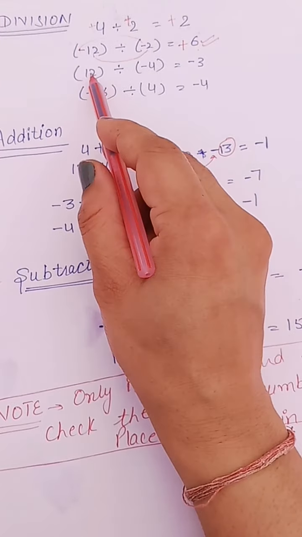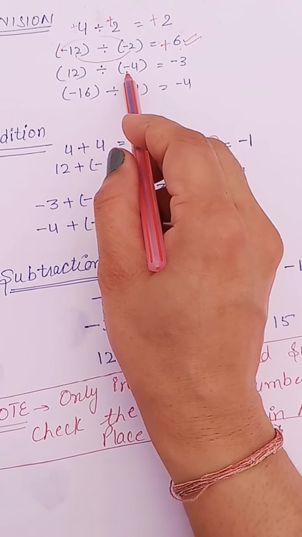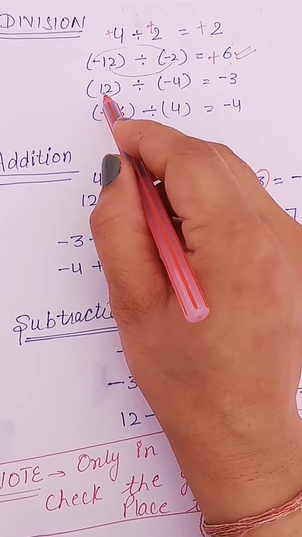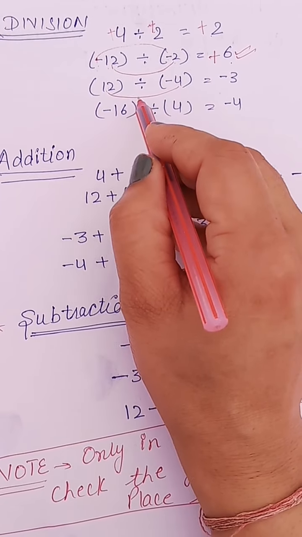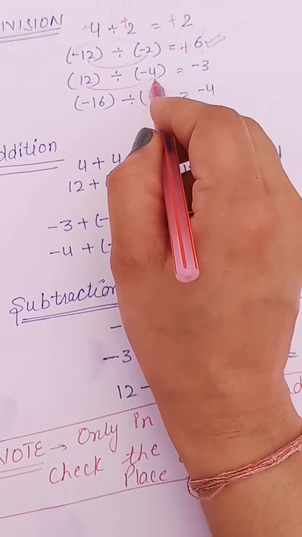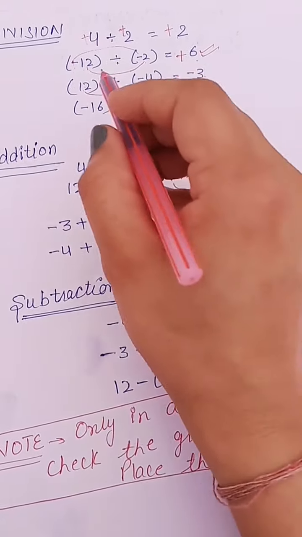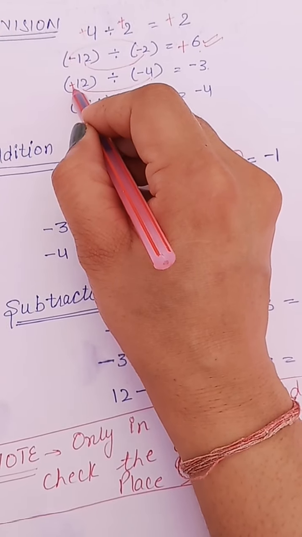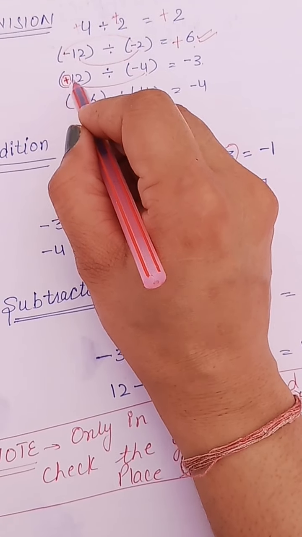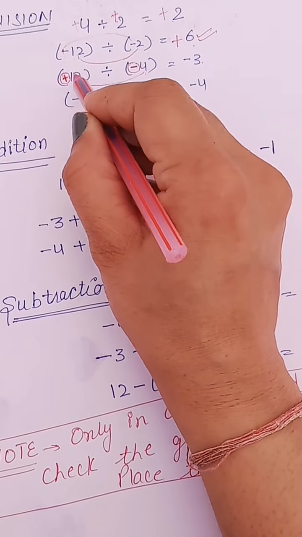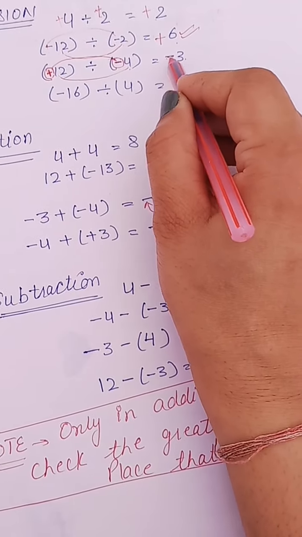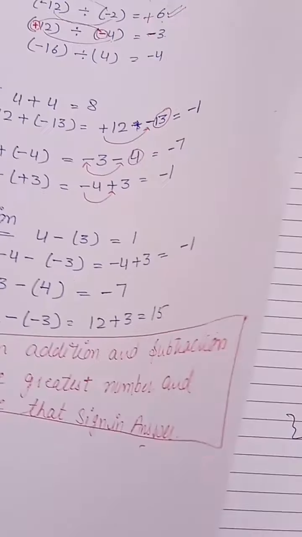Third rule is, first number positive, second number is in negative, and you have to divide these two integers. Firstly, you divide these two integers without the signs. 12 divided by 4 will come 3. Now calculate the sign. Second, you have to calculate the sign. Here the first sign is positive, the second sign is negative. Now calculate these signs. Plus minus comes minus. Then your answer is -3.